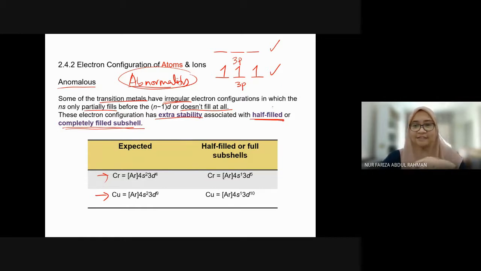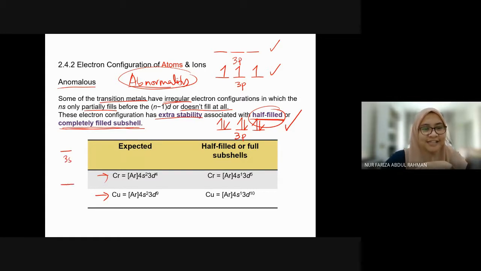Alternatively, this is half-filled or completely filled subshell. Completely filled subshell maksudnya dia macam ni. 1, 2, 3, 4, 5, 6. This is also considered as stable. So this is for p orbital. For s orbital, dia dalam keadaan macam mana pun dia tetap stable sebab s has only 1 orbital, kan, betul tak? So this is kalau dia kosong, 3s. This is kalau dia half-filled, betul tak?